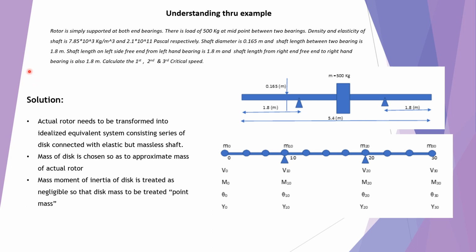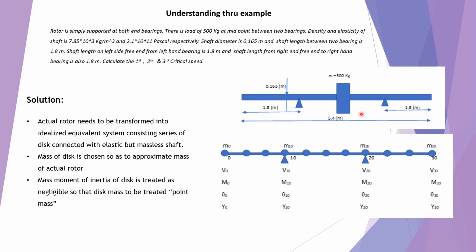Now let us understand with an example, that is the calculation part. Understanding through example, the rotor is simply supported with both end bearings. There is a load of 500 kg at mid between the bearings. Density and elasticity of shaft are 7.8523 kg per meter cube and 2.1 into 10 to the power 11 Pascal respectively. Shaft diameter is 0.165 meter and shaft length between the bearings is 1.8 meter. Shaft length on the left hand free end from the left hand bearing is 1.8 and shaft length from the right hand bearing to the right hand free end is also 1.8. Calculate first, second, third critical speed.